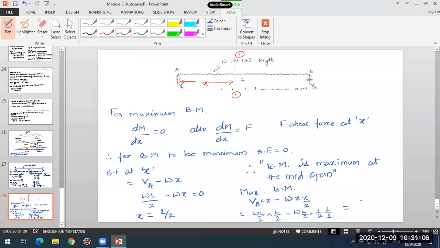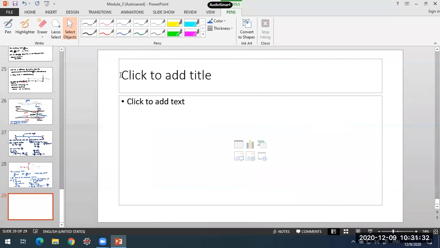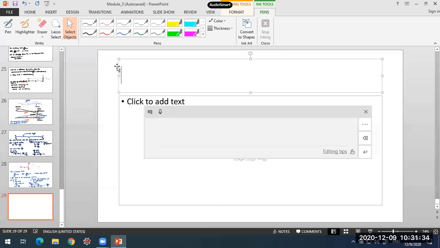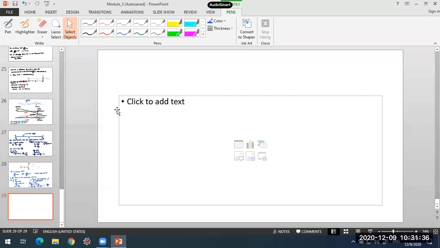1 by 4 minus 1 by 8. How much does it come out? WL square is there into 1 by 4 minus 1 by 8. Is it WL by 4? Do you get WL by 4 in that case? Check it.